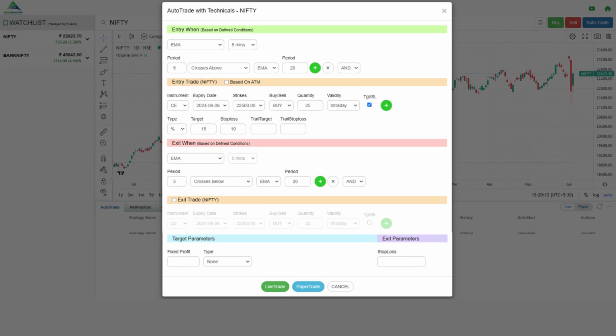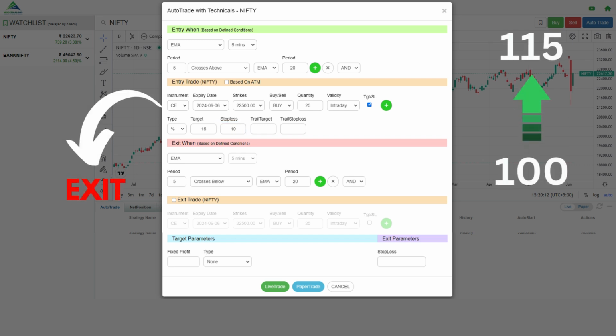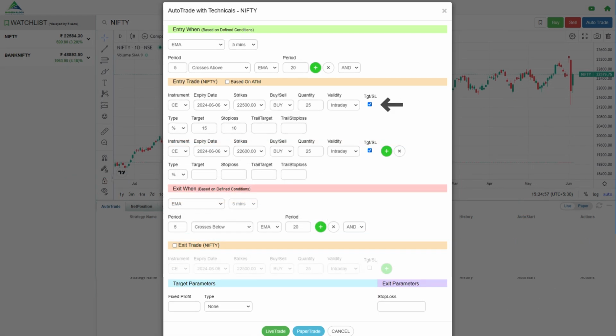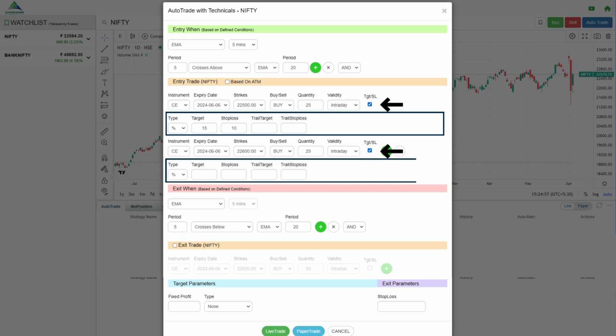Alternatively, you can set these parameters as percentages. For instance, a 15% target and a 10% stop loss. It means the trade exits when the price moves to 115 rupees or drops to 90 rupees. Similarly, you can mention legwise target and stop loss for multiple legs.